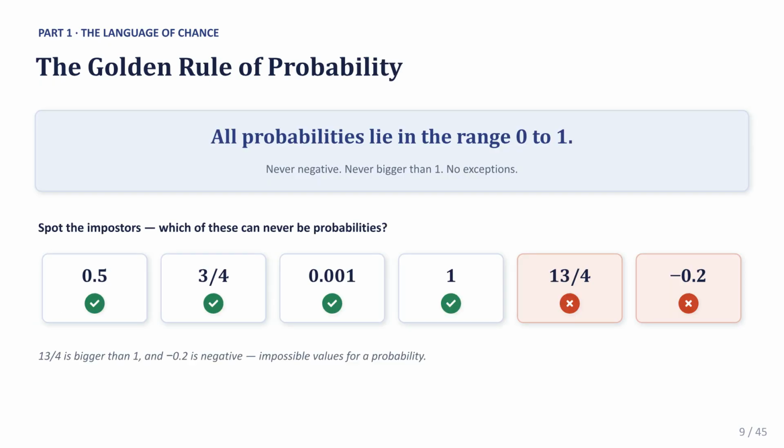Here's the golden rule. Every probability must be between 0 and 1, no exceptions. If you ever calculate a negative number or a value larger than 1, you know there is a mistake in your math. It is a perfect way to perform a quick sanity check.